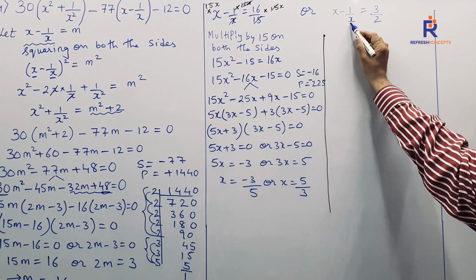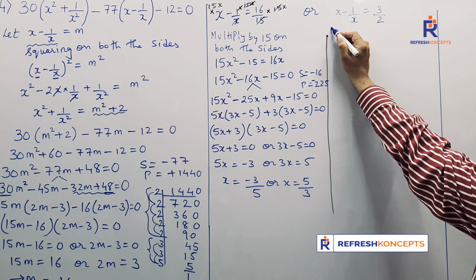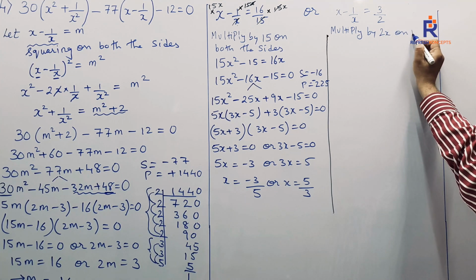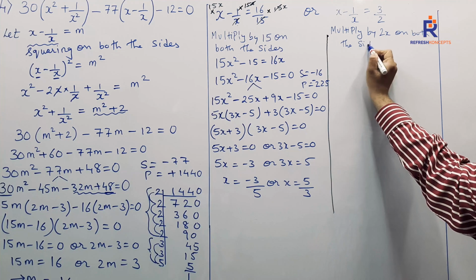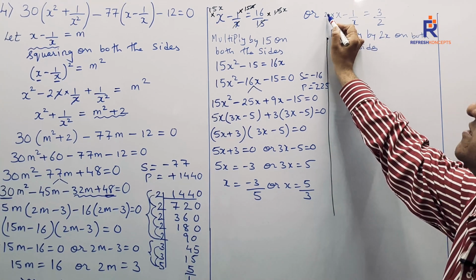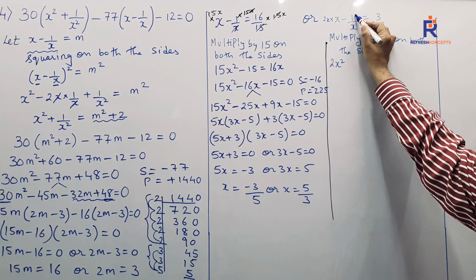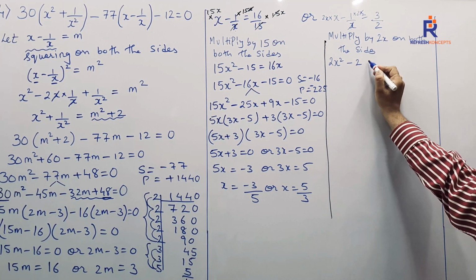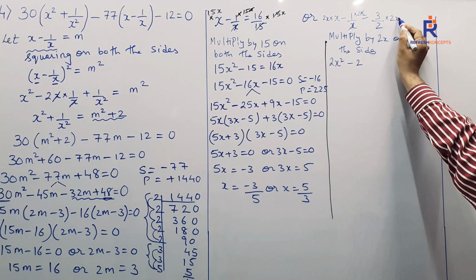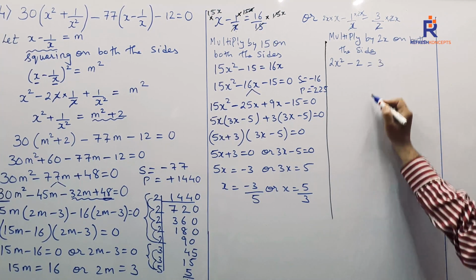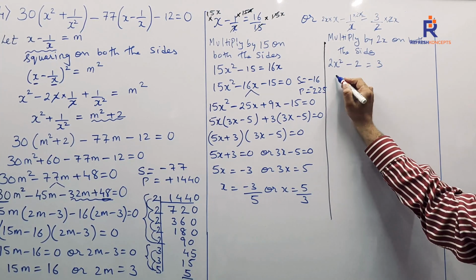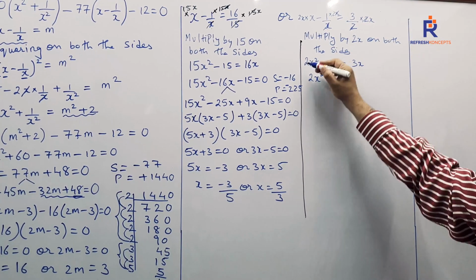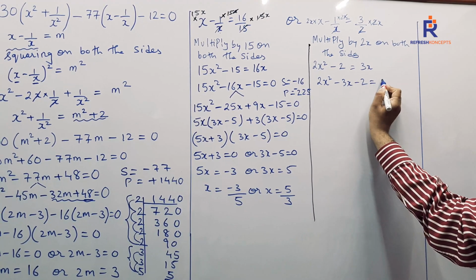As we did over here, what is the LCM over here? 2 into x, 2x. So multiply by 2x on both sides. On doing so, when I multiply this by 2x into x, 2x square. When I multiply this by 2x, this x and this x get cancelled off. I'm left with minus 2. When I multiply this by 2x, this 2 and this 2 get cancelled off. I'm left with 3x. Bring on one side to get a quadratic equation in standard form. I'm sorry, mind you, this is 3x. 2x square minus 3x minus 2 equals 0.